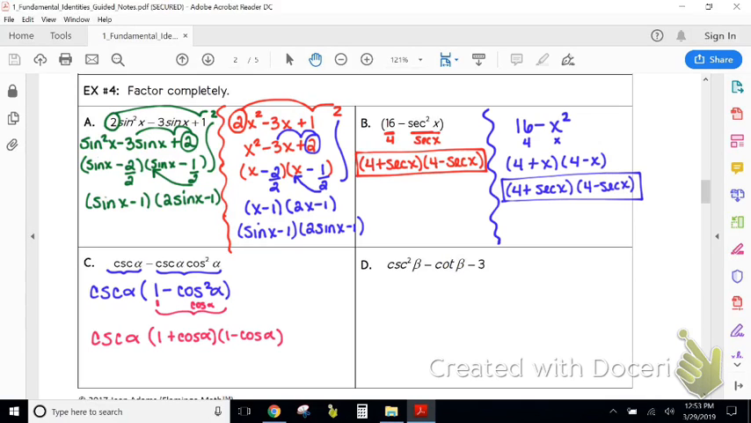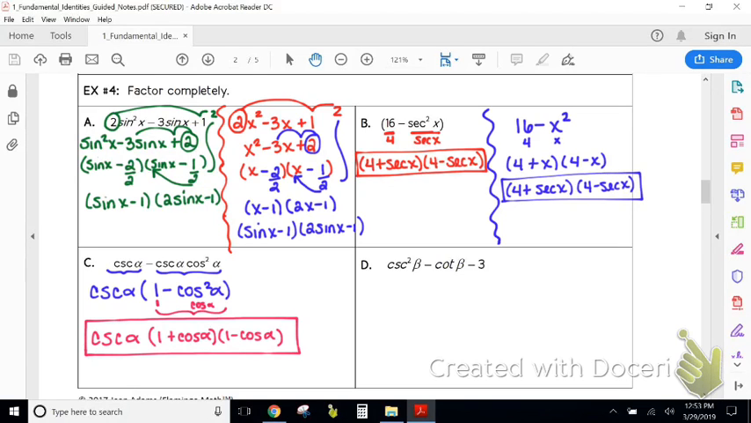Perfect. And can I factor them any further? No. There's only two terms inside parentheses. There's no difference of squares and no sum or difference of cubes. And there's only a cosecant on the outside. That's a win.